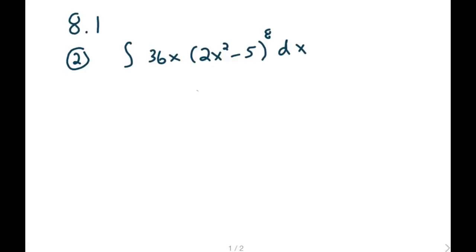Looking at this particular integral, we have a couple of choices here. First choice is that we could do some algebra. We could take 2x squared minus 5, raised to the 8th power, and you'd have to multiply 2x squared minus 5 times itself 8 times. Not a good choice. So the second choice would be to say, well, maybe we should be thinking u substitution.